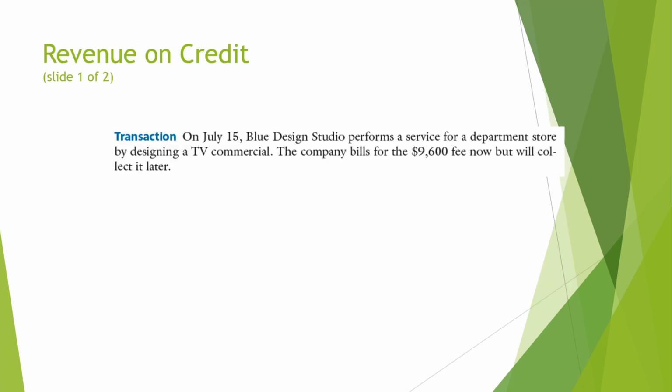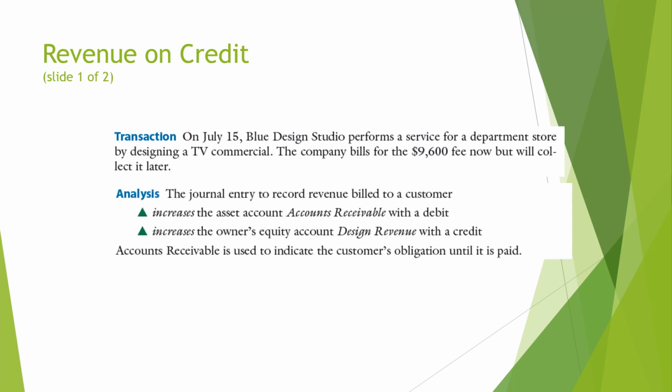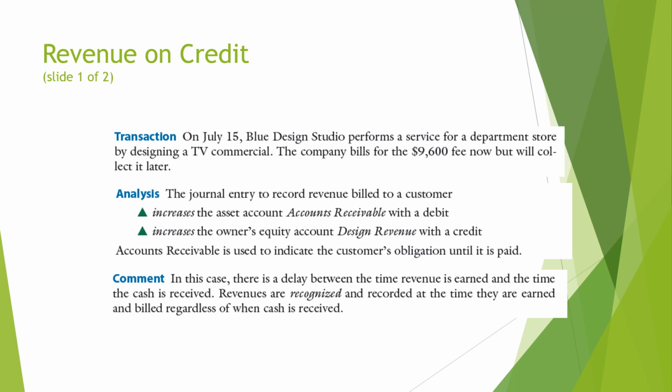Same as the last one, except instead of getting the cash for it, we've already provided the service, but we did it on credit. What that means is that we're going to receive that money later. And so it says on July 15th, Blue Design Studio performs a service, so we did the service, for a department store by designing a TV commercial. The company bills for the $9,600 fee now, but will collect it later.